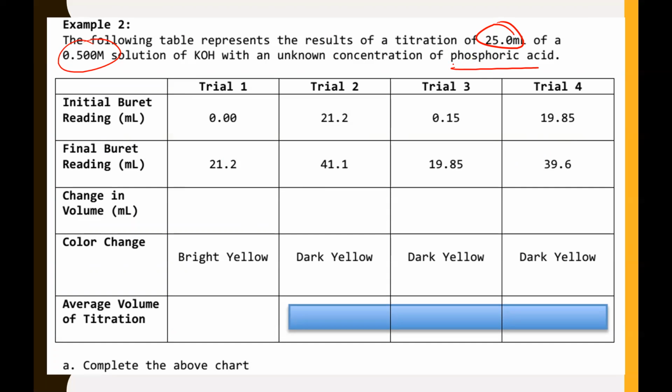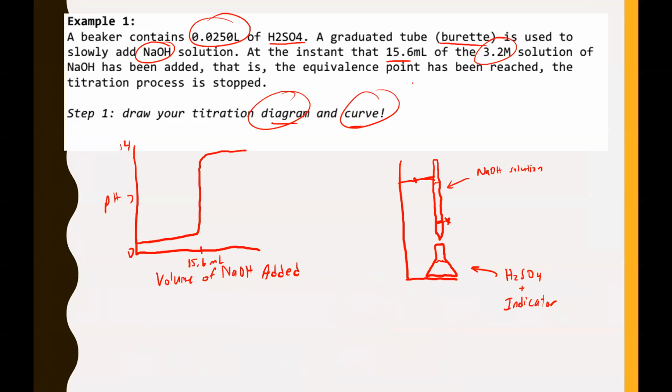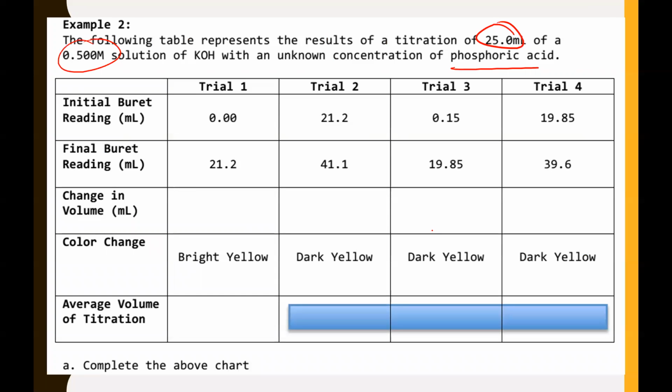The other weird thing is the unknown seems to be in the burette this time, whereas before, unless I'm mistaken, the unknown was in the flask. I guess it really doesn't matter. Basically, here's what we're going to do. Step A, complete the above charts. They took their initial and final burette readings, and they noted a color change.